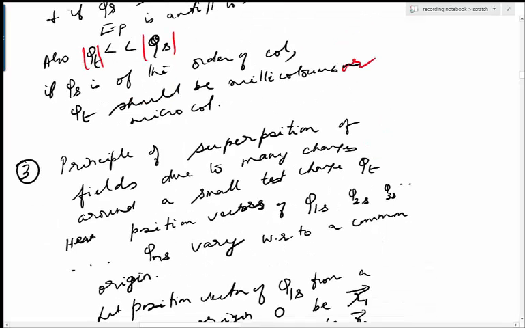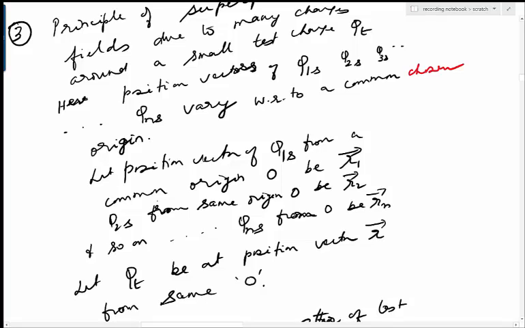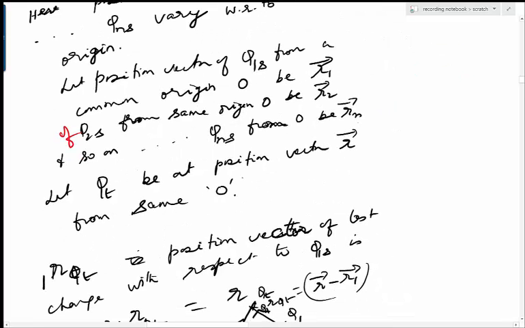Principle of superposition of fields due to many charges around a small test charge QT. Here, position vectors of Q1, Q2, Q3, etc., Qn vary with respect to some common chosen origin. So, let the position vector of Q1 from a common origin be R1 vector, and of Q2 from the same origin be R2 vector, and so on, and Qn be Rn. So, let Q2 be at position vector R2 from the same point.